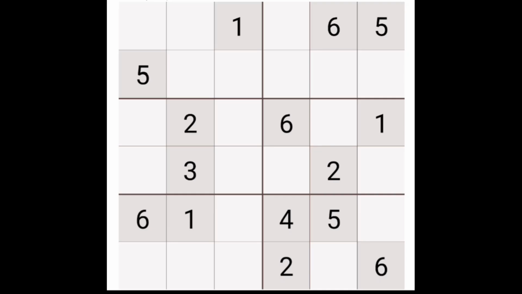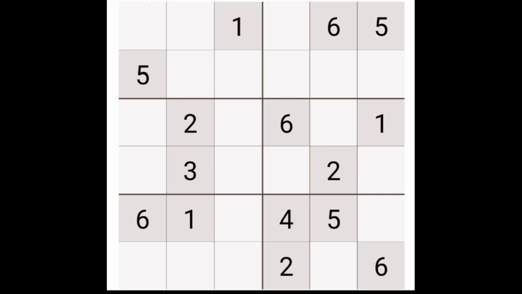In the first column, numbers are 5 and 6. In the second column, numbers are 2, 3, 1. In the third column, there is only one number. And in the fourth column, there are 6, 4, 2. And fifth column, 6, 2, 5. And the sixth column contains 5, 1, 6.